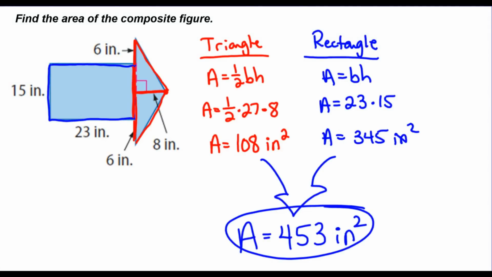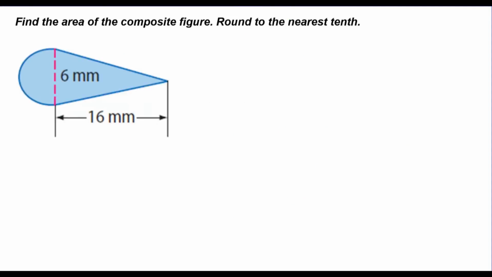So that's really the basic idea behind composite shapes: breaking it down into shapes that we know how to find the areas of and then adding them all together. So here we have the teardrop or ice cream cone, or whatever you want to call it, looking shape. And this is composed of 1/2 of a circle, which we call a semicircle, and a triangle. So we're going to find the area of these two shapes separately.